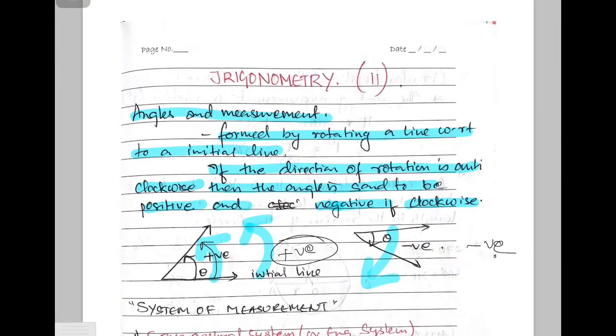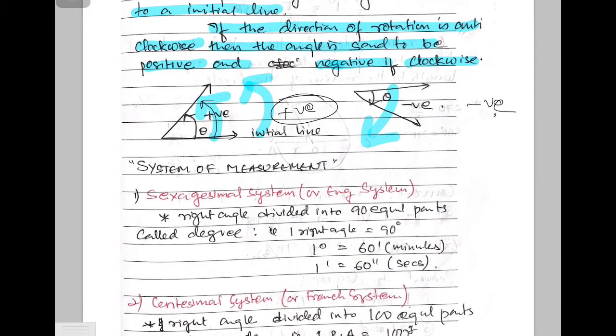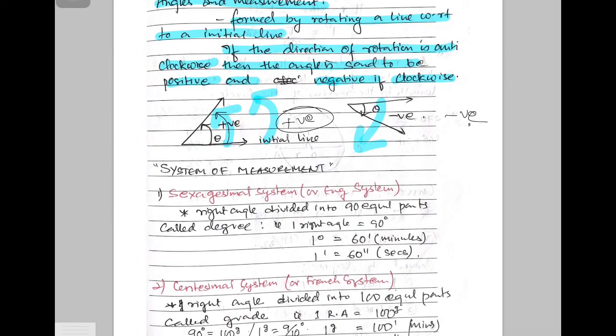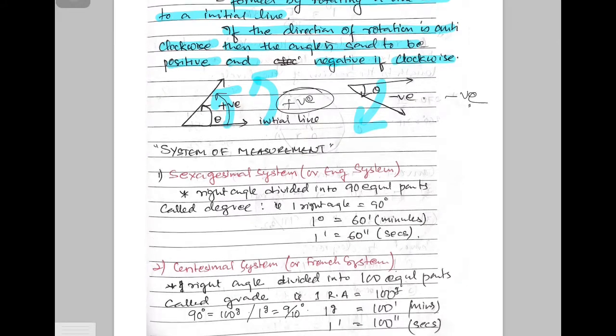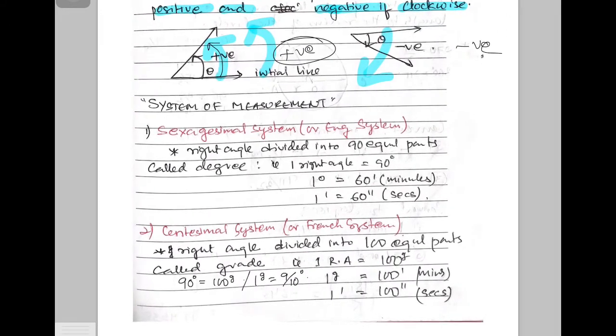Correct? Okay, next. Now we have learned how angles are formed, which way it is positive, which way it is negative. Now how do you measure them? So what are the different systems of measurement of an angle in trigonometry? There are three systems of measurement. Let me explain it to you one by one.